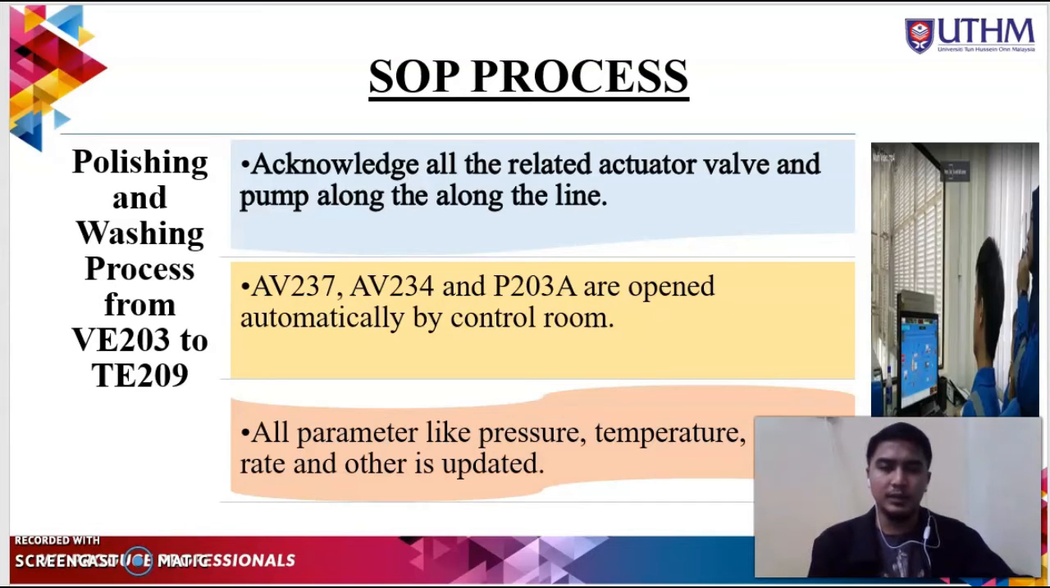Okay, firstly, we must acknowledge all the related actuator valves and pumps along the line, and then make sure the current oil condition is checked, and AV2307, AV234 and T203 are opened automatically by the control room. Make sure all activity is recorded in the logbook, and all parameters like pressure, temperature, flow rate and others are updated. And lastly, after the process is done, make sure the related valves and pumps are switched off.